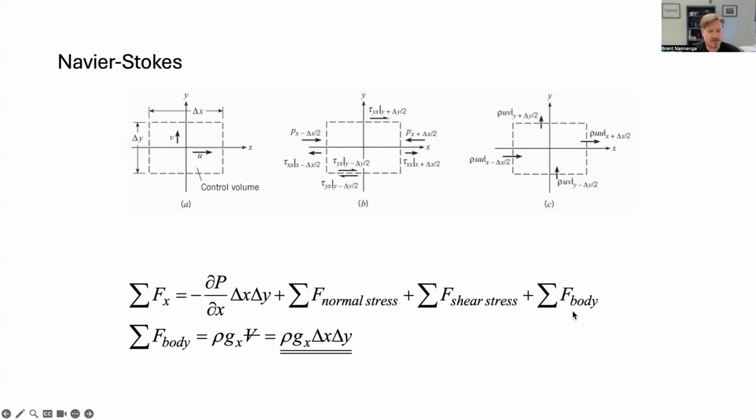So if we look here at the body force now, we already have our pressure term, we put that here. The body force is going to be the density times gravity in the x direction. Normally it would be times the whole volume, but we're doing two dimensions, so we're going to turn that volume into just delta x, delta y. So density times gravity times delta x, delta y is going to be our body force.